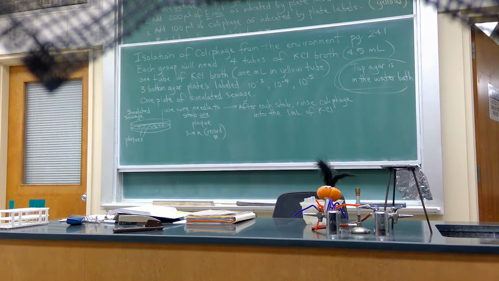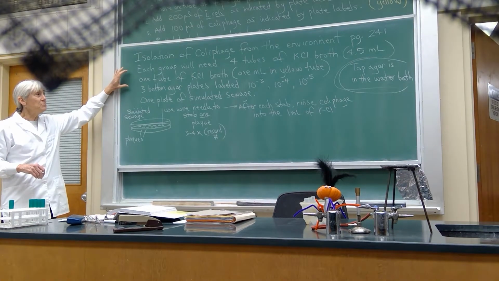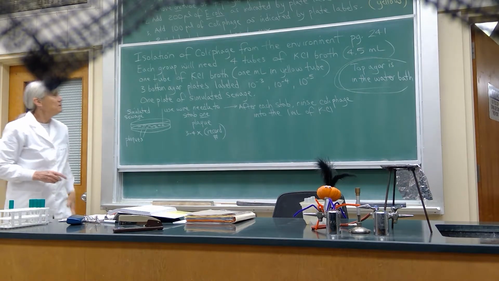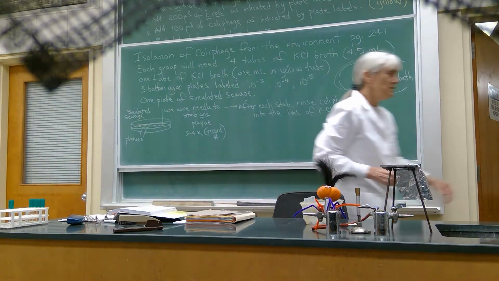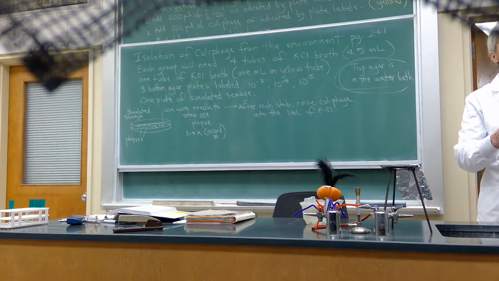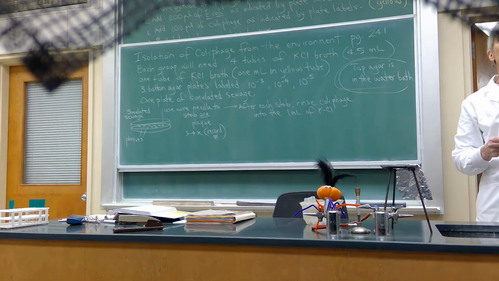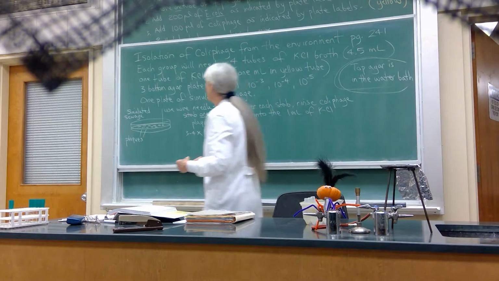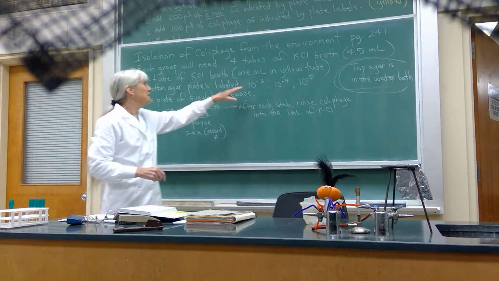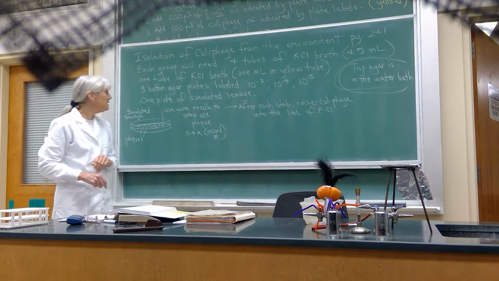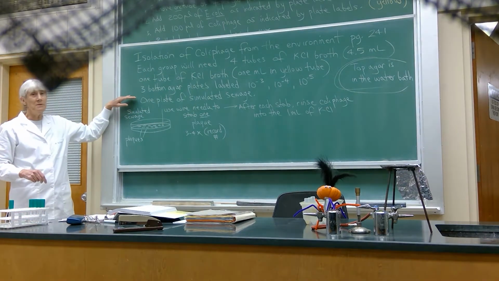That was fine. 4 tubes of KCl broth, they're 4.5 mils, over here. You need 1 tube that has 1 mil. The tubes that have only 1 mil of KCl broth look like this. They're very different. Little bitty tube. You need 3 bottom agar plates. You're going to label those 3 bottom agar plates 10 to the minus 3, 10 to the minus 4, and 10 to the minus 5. And you need 1 plate of simulated sewage.